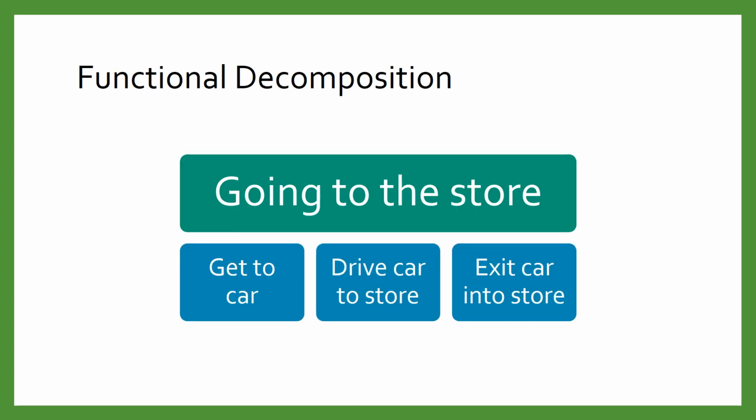When writing out a solution, you can use a powerful tool called functional decomposition. The idea is to break a complex problem into easier parts. Consider the task of going to the store. You could break this long algorithm into 3 shorter subtasks and focus on solving each in turn. First, you get in the car. Then, you drive the car to the store. Then, you exit the car into the store.